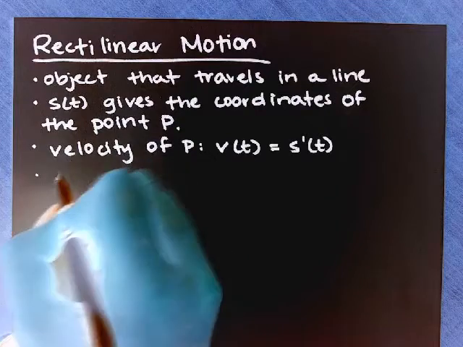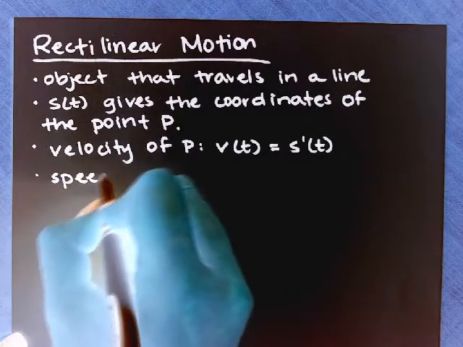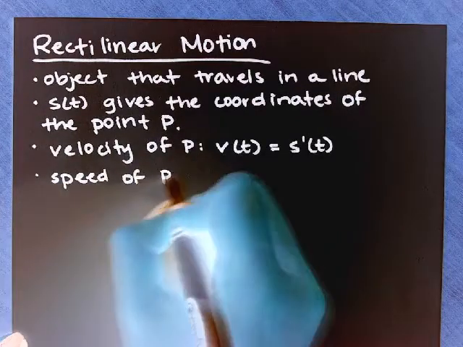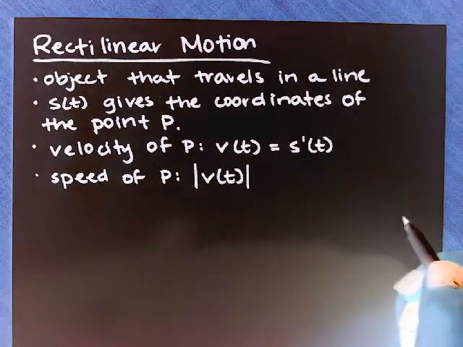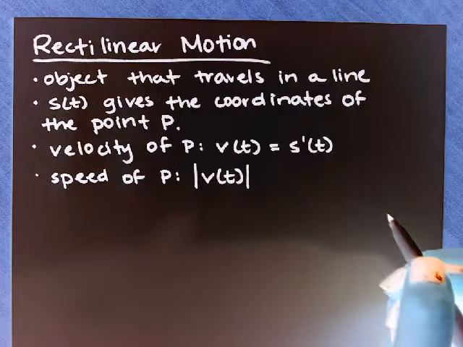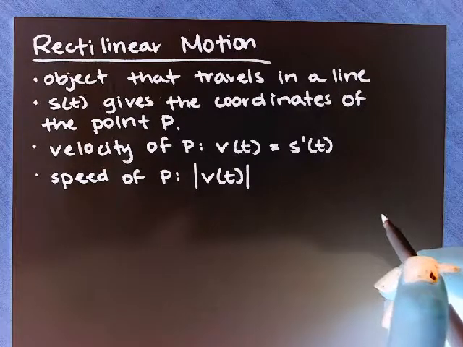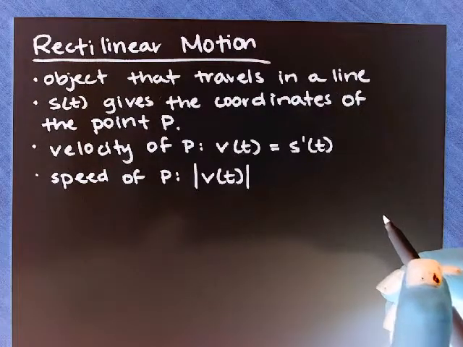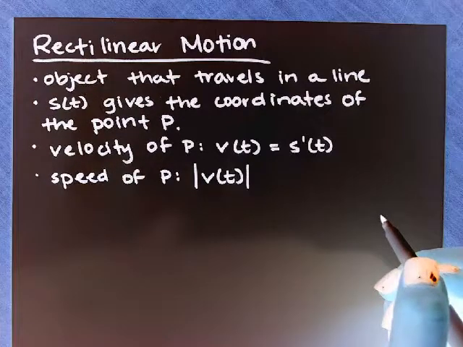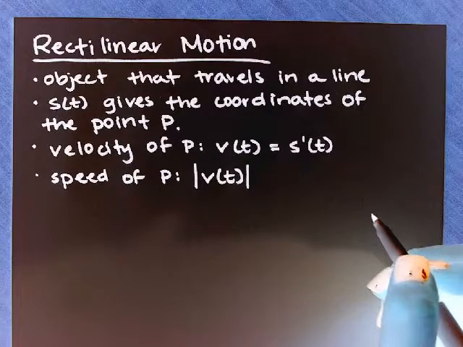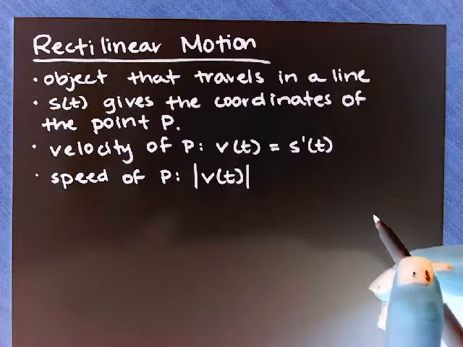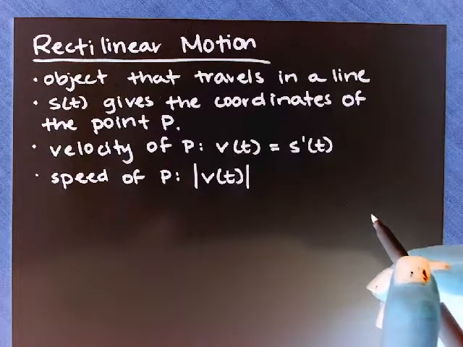The speed of P is the absolute value of the velocity, because velocity, if you remember from physics, can have a positive direction or a negative direction. You can say that you're going backwards. So when we talk about velocity, we're going to have signs, positive and negative. When we talk about speed or how fast something's moving, then we say just the absolute value of velocity, okay?